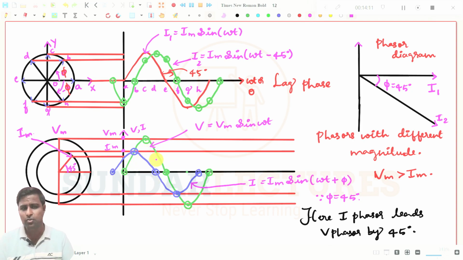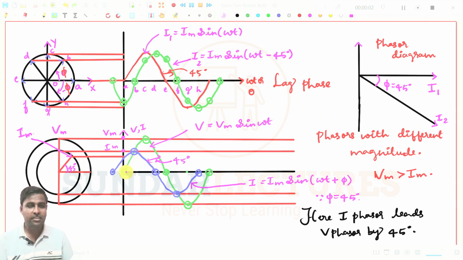How these two phasors will be different? That means 45 degrees. See, if your I is equal to Im sin of omega t plus phi, if phi is equal to 45 degree, then what happens is your I will be reaching the maximum point before the maximum Vm by 45 degree. The phase difference will be 45 degree. And what is the phase difference? Phase difference will be 45 degree. So this is one thing. Right?